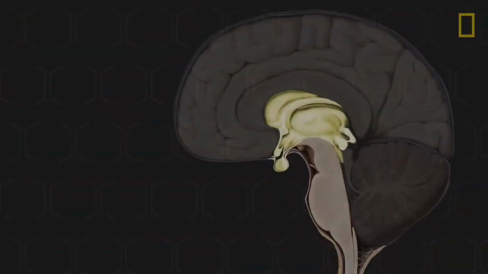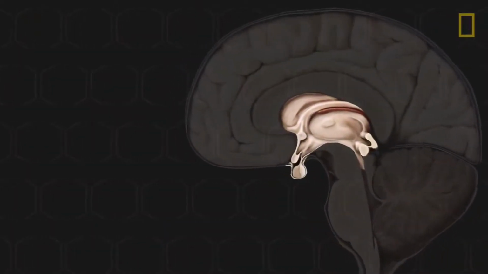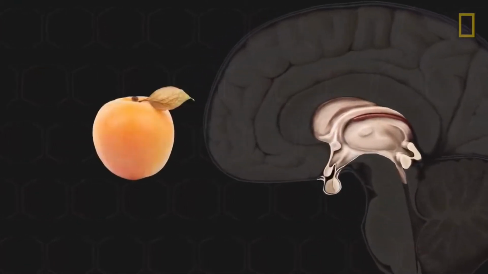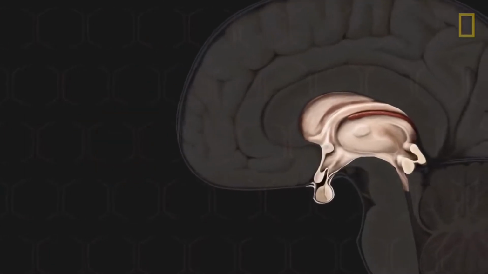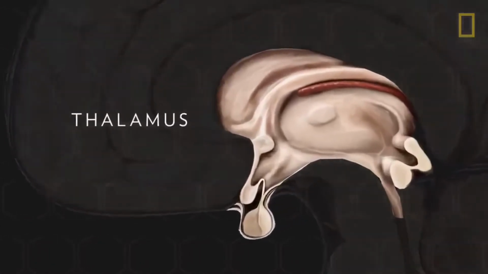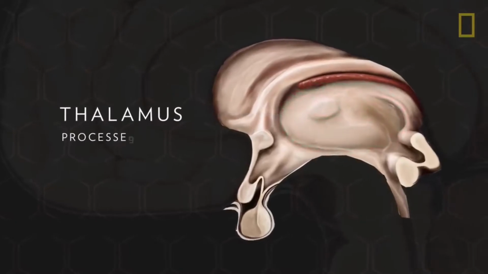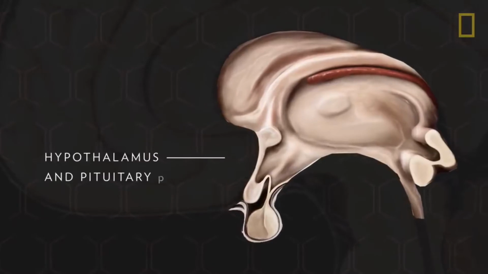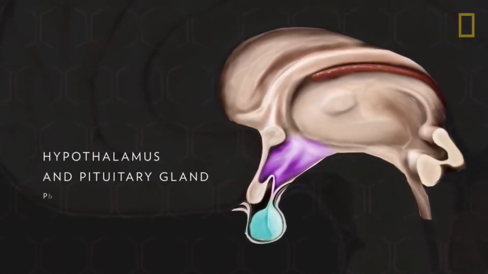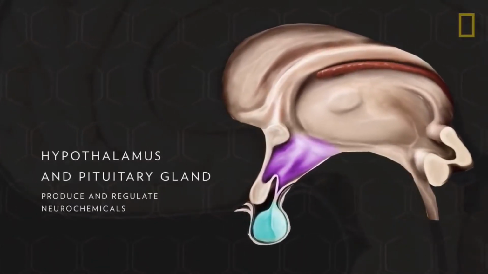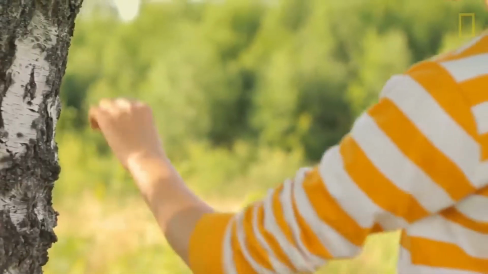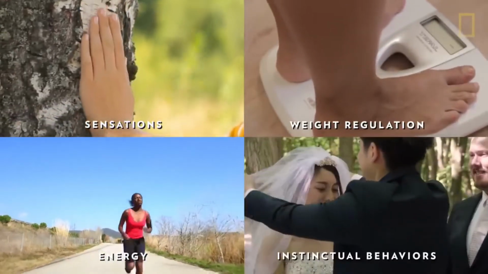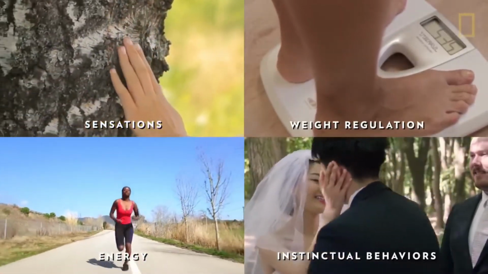The fourth region is located above the brainstem and makes up the core of the brain, the diencephalon. About the size of an apricot, the diencephalon is a grouping of several structures. The thalamus, which processes and transmits information from all senses except smell, and the hypothalamus and pituitary gland, which work together to produce and regulate neurochemicals. These structures help govern sensations, weight regulation, energy, and instinctual behaviors such as eating, drinking, and having sex.